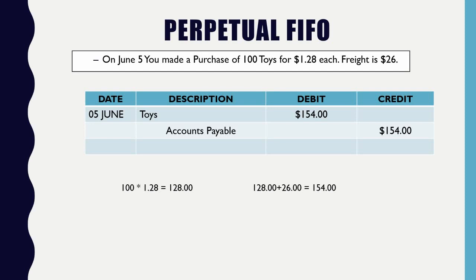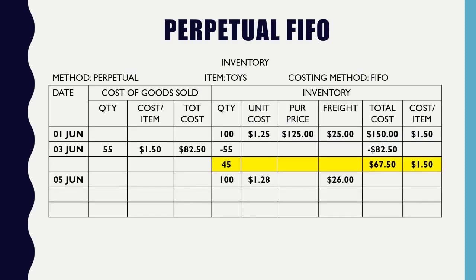On June 5th, you made another purchase of 100 toys for $1.28, and my freight is $26. So now I'm bringing it back to my inventory worksheet. I recognize that I have 100 items, and it's for $1.28. So what's my total purchase price here? $128. 128, yeah. 128 plus my freight. What's my total cost? 154. 154, making my cost per item $1.54.